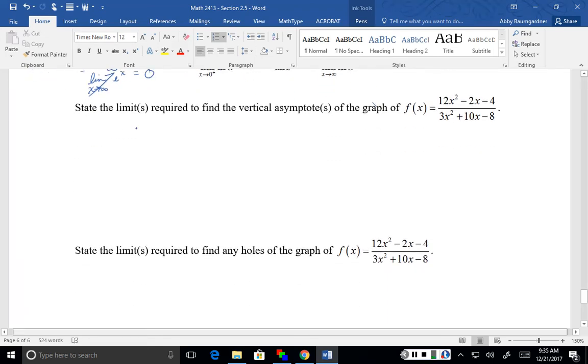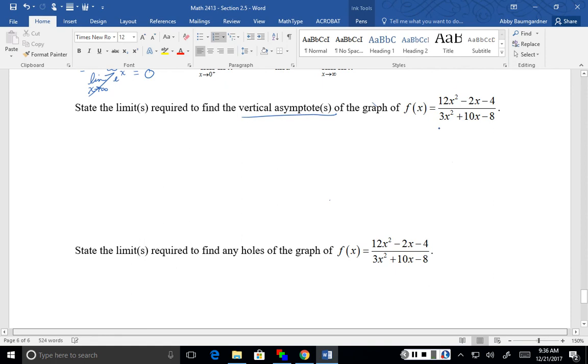All right, let's state the limits required to find the vertical asymptotes of the graph. I'm just asking you to state the limits. I'm not asking you to do anything with them. So I may continue on, but state the limits required to find the vertical asymptotes of the graph. So there's a couple of things that we're trying to do here.